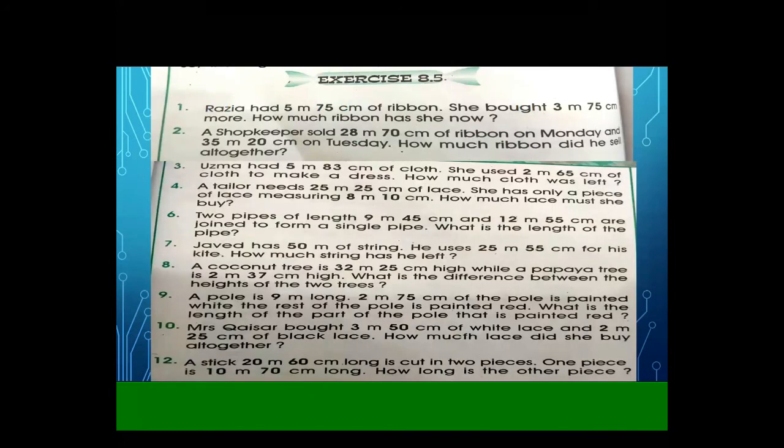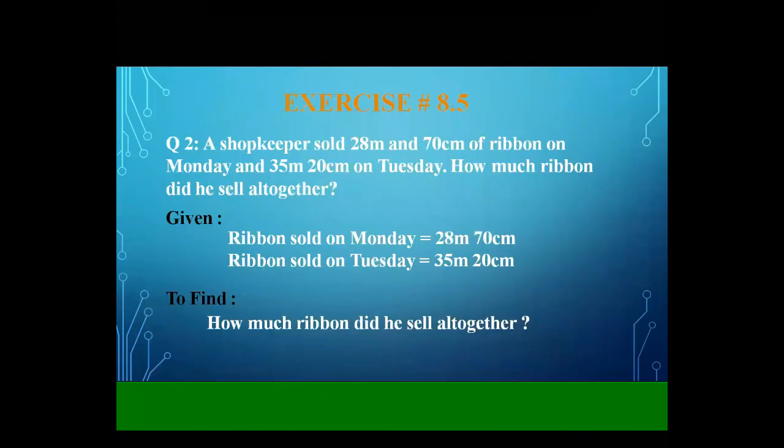Now here you see word problems, page number 84 and 85. Word problem number 2. Solve for your guidance. A shopkeeper sold 28 meter and 70 centimeter of ribbon on Monday and 35 meter 20 centimeter on Tuesday. How much ribbon did he sell altogether? First of all, which 5 steps do you follow? You must follow 5 steps. Number 1 is given, then find, need operation, solution and result.